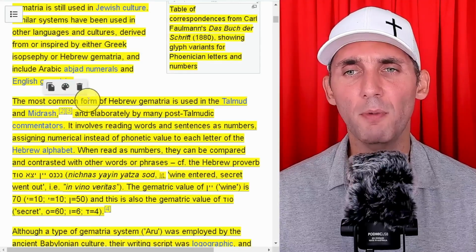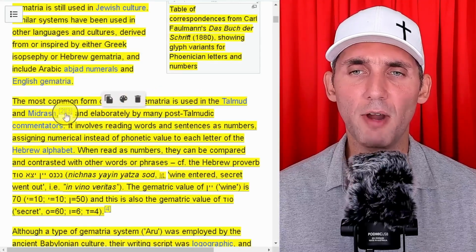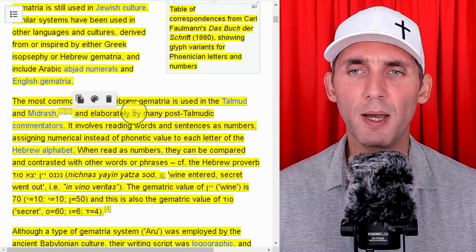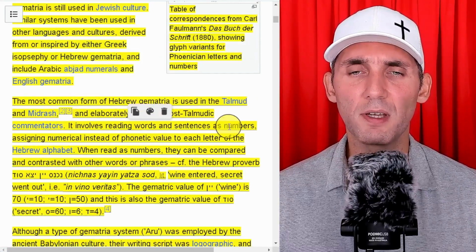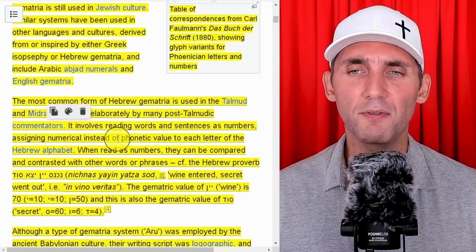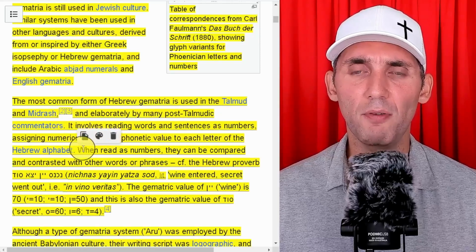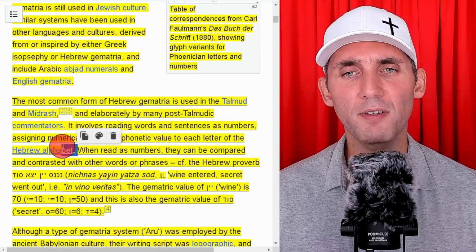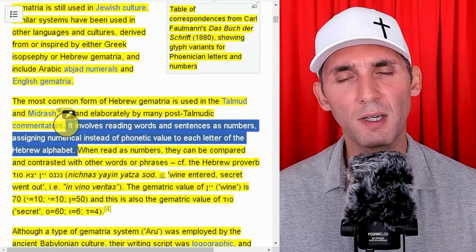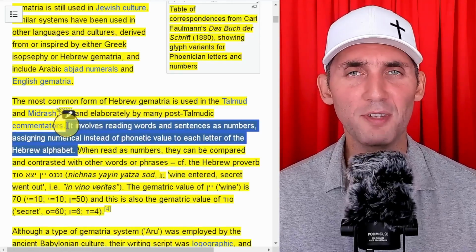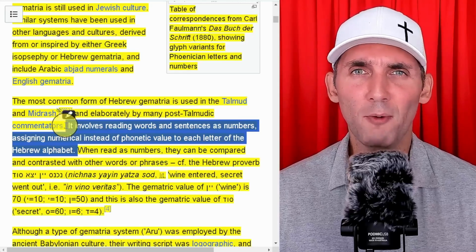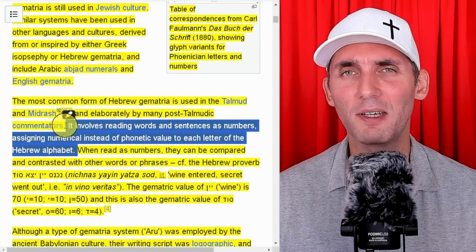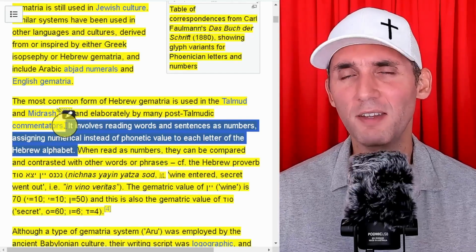Moving on. The most common form of Hebrew gematria is used in the Talmud and Midrash, and elaborately by many post-Talmudic commentators. It involves reading words and sentences as numbers, and assigning numerical instead of phonetic value to each letter of the Hebrew alphabet. What does the Bible say? That God is not a God of confusion? And God, it says, both in the Old Testament and the New Testament, I have said nothing in secret. Why would God need to say anything in secret? Think about it. Why would God need to say anything in secret?